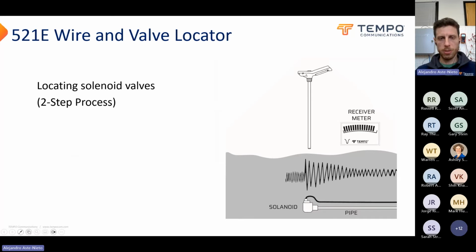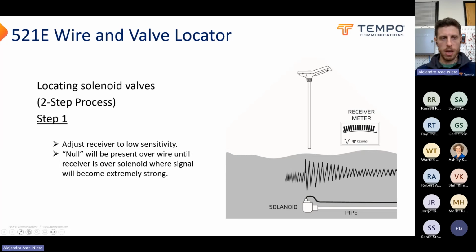So when it comes to finding solenoid valves, first thing we can do is, again, you want to leave headroom on the signal of the receiver to allow for that big response from a valve compared to the path. And then that null will give way to a really big hotspot there. So that's an obvious way to find a valve.